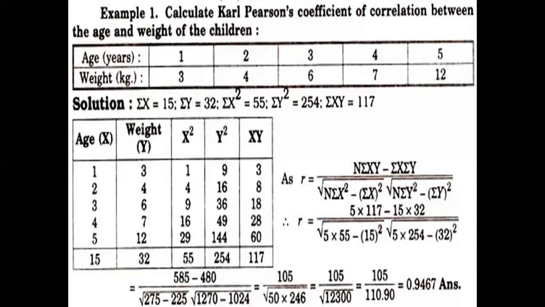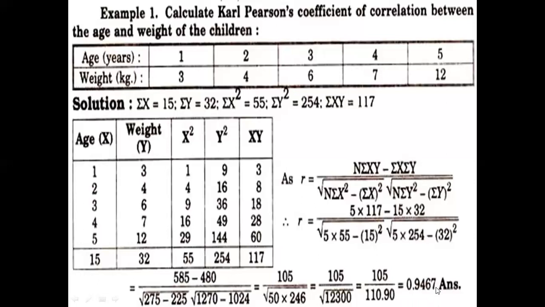In the other square root we have n sigma y square. So n is 5 multiplied by the summation of y square, or we can call it sigma y square. 254 is given in the table. So 5 into 254 minus sigma y whole square. The sigma y value is 32. Do the square of this value, then you will get 585 minus 480 divided by 275 minus 225 in square root, then another square root we have 1270 minus 1024. In that manner we can solve this equation, and the value of the coefficient here is 0.9467.